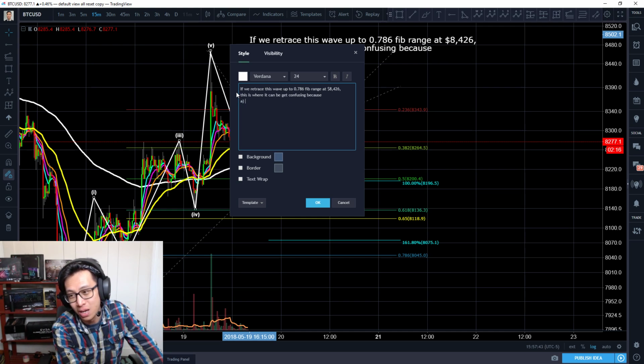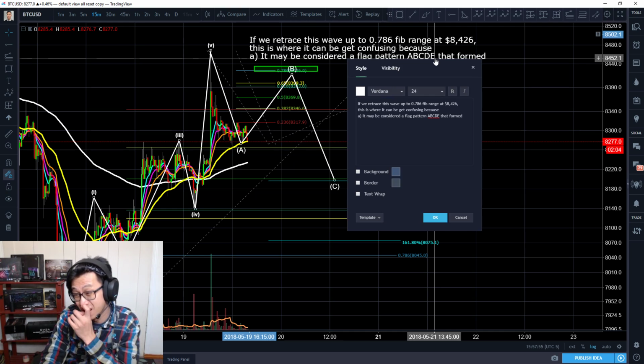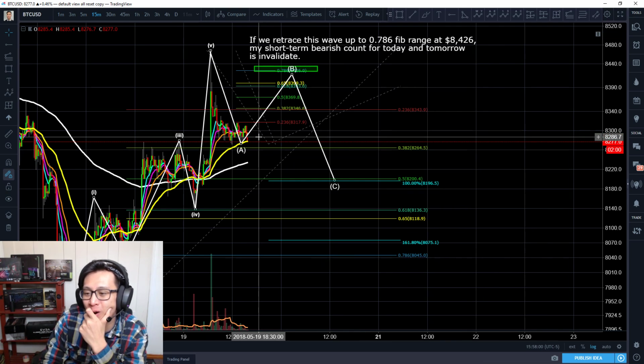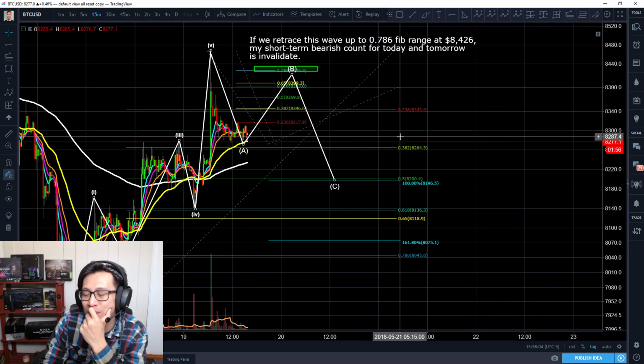Because it may be considered a flag pattern. You see that formed, but it's too short term, guys. Like honestly, I have to sit back and think about this in front of you guys, okay? I honestly just cannot see it breaking up another wave.